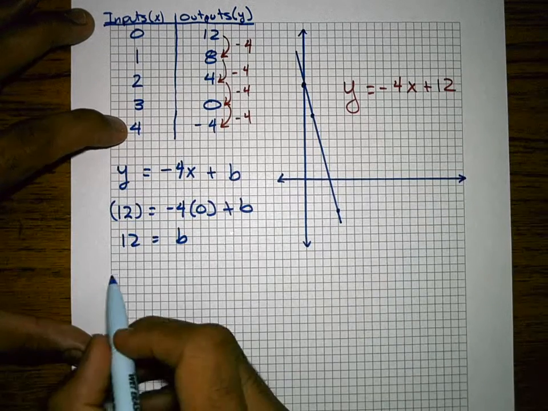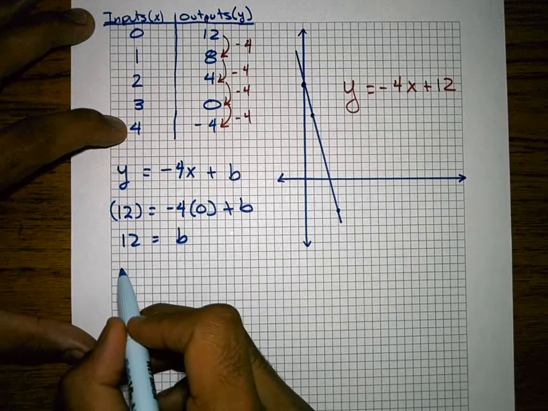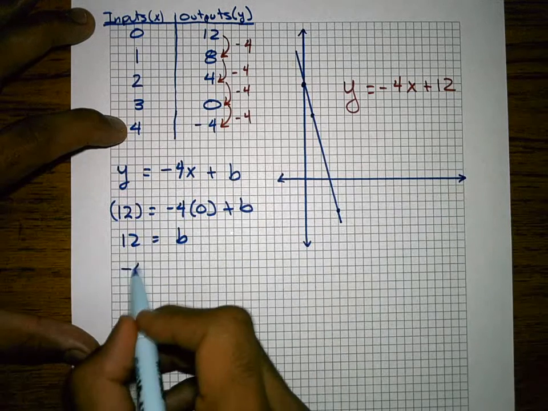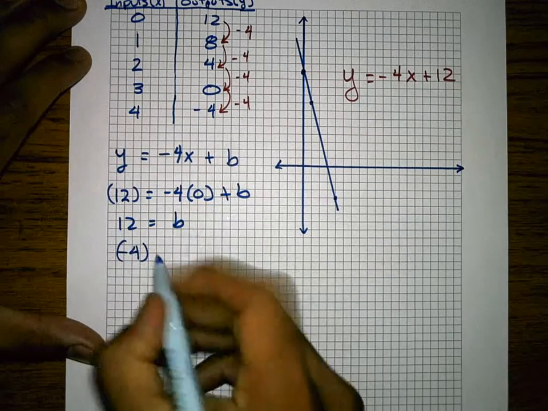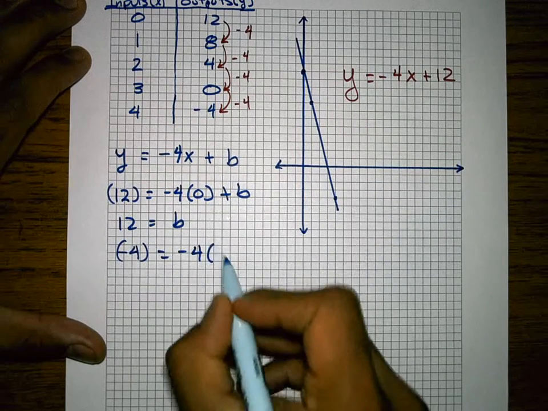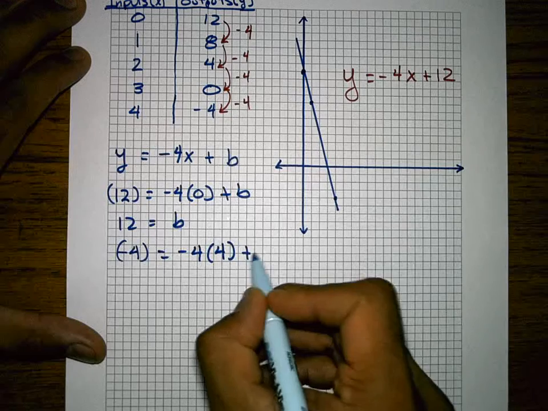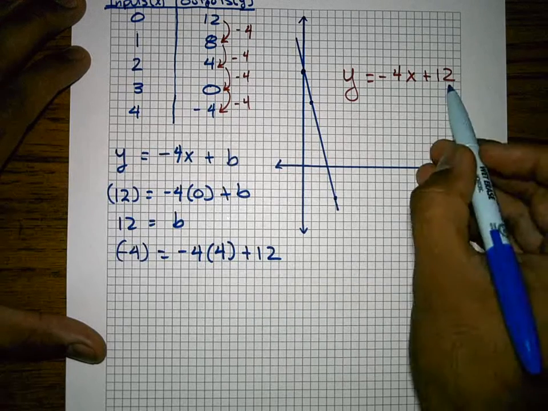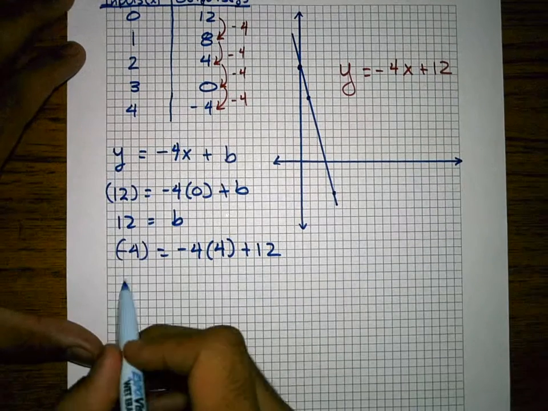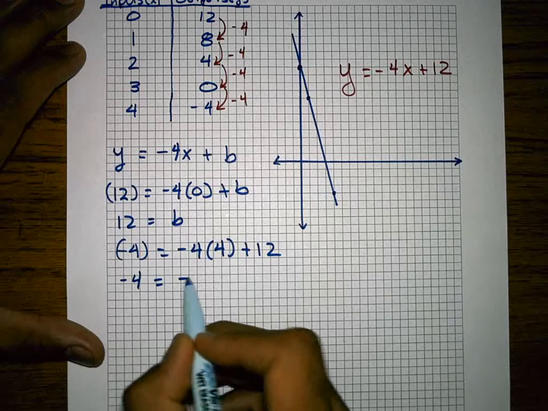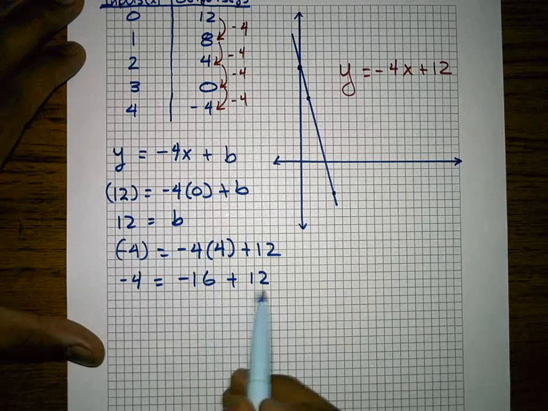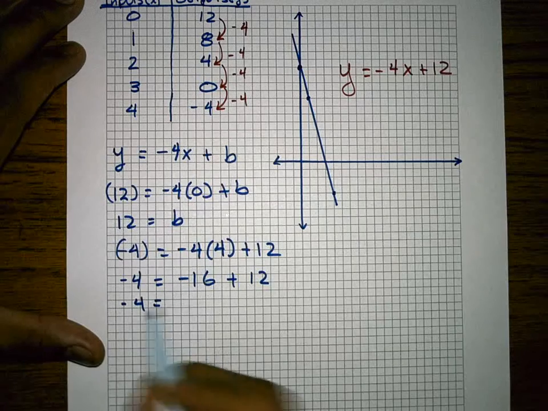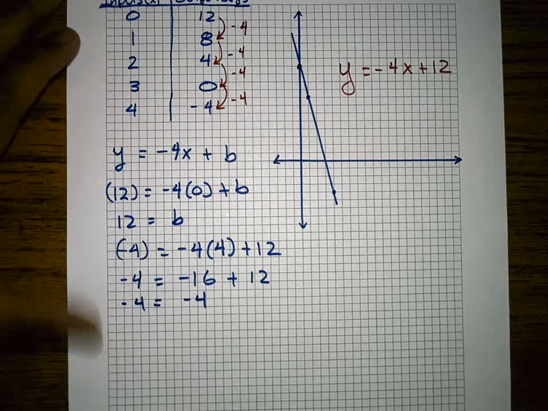Okay, so that's my y value. I'm plugging it in right here for this y, equals negative 4 times 4 plus 12, right? Because that's what I figured out up here. And so I get negative 4 equals negative 16 plus 12. If I combine like terms right here, that is negative 4. And that worked. It did actually work out.